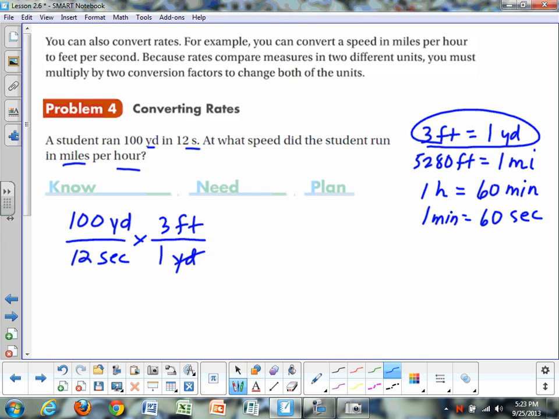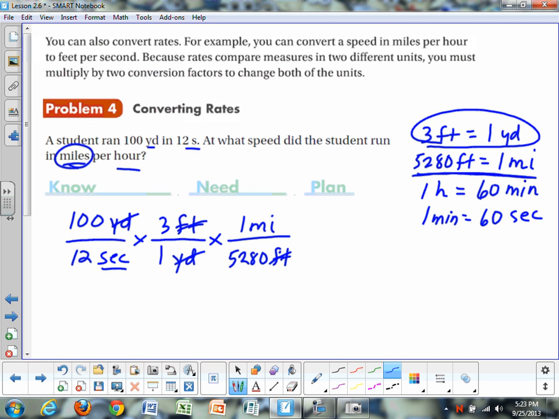And now my yards can cancel. And it's good to do this canceling as you go so you keep track of where you're at. Now I'm in feet, and I don't want feet, I want miles. So I'm going to use this one now. 5,280 feet equals 1 mile. I'm going to put the 5,280 on the bottom so that the feet cancel out. And now I have miles, which is good. Now I just need hours.